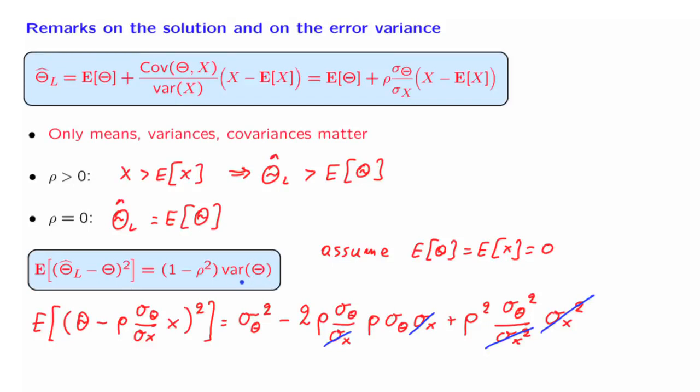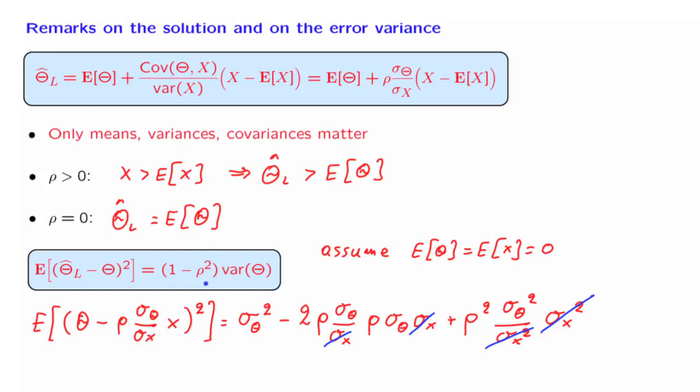What's the interpretation of this? The variance of theta describes the initial uncertainty we have about theta. But after we carry out the estimation, the uncertainty gets reduced. And it gets reduced by a certain factor. What is this factor? If rho is equal to 0, then this coefficient is 1 and we do not have any variance reduction. After all, when rho is equal to 0, this estimator is not very useful.